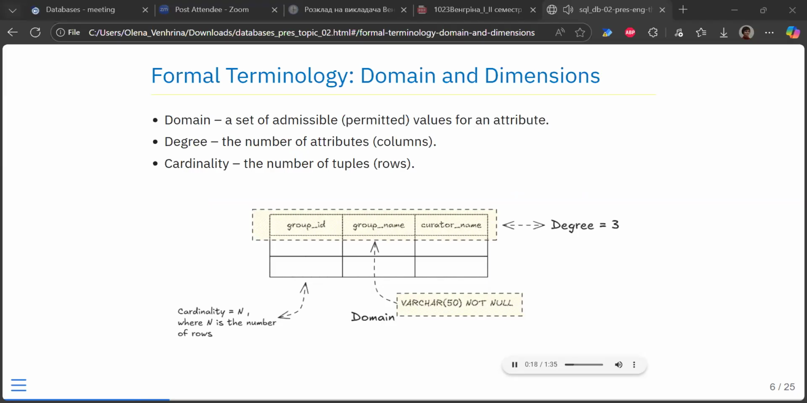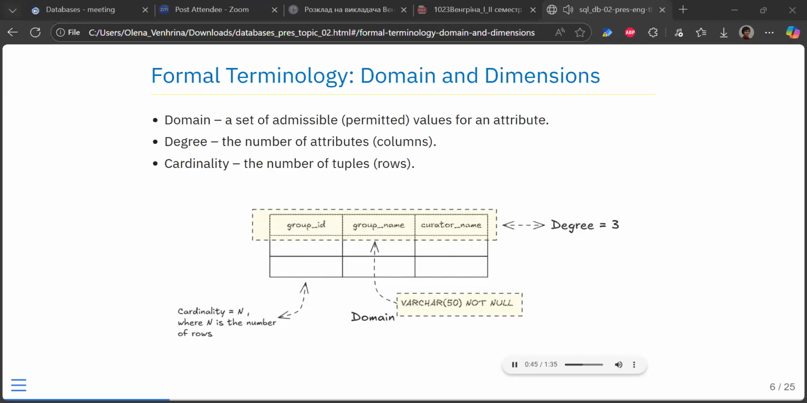The best example from our university is the grade attribute. Its domain is integers in the range from 0 to 100. This means that the system will physically not allow writing the value 105, or the text string "excellent", there. Or for example, the domain of the gender column can be a clear set of values: male, female, not specified. Adherence to domains is the first and fundamental level of ensuring data integrity, which we will return to later.